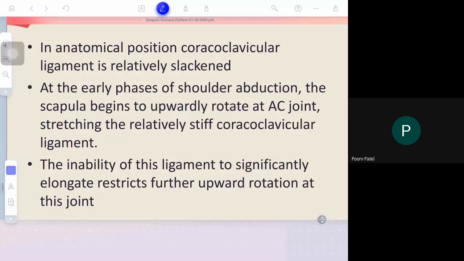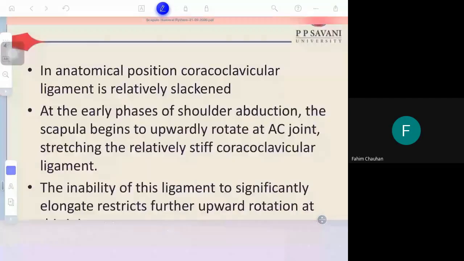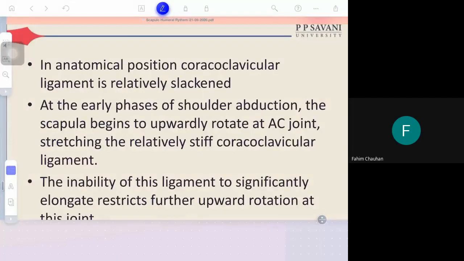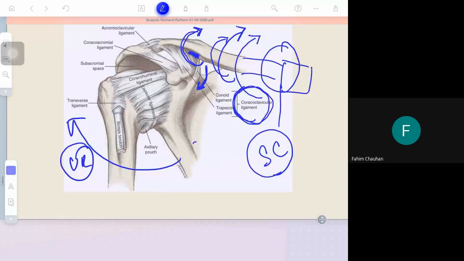Any doubt? No, sir. So in anatomical position, coracoclavicular ligament. Sorry, this is coracoclavicular. I had shown. Yes, both are right. Costoclavicular is different. I apologize. Previously I said costoclavicular. It is not costo, it is coraco. Coracoclavicular. Okay.